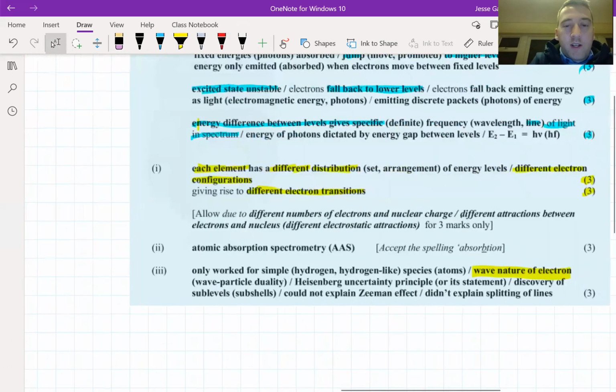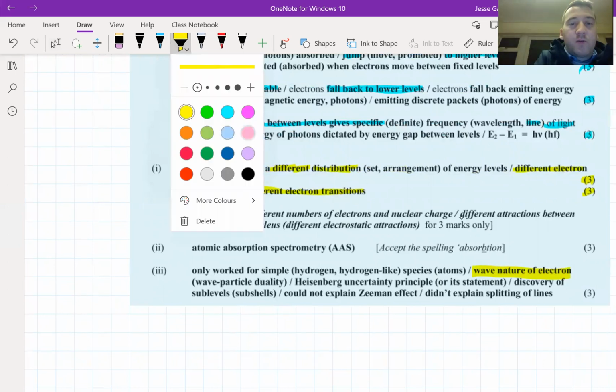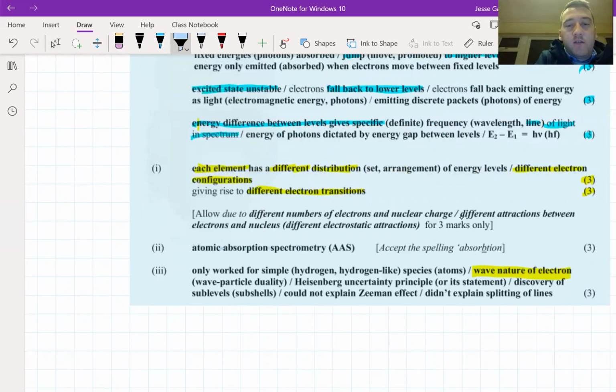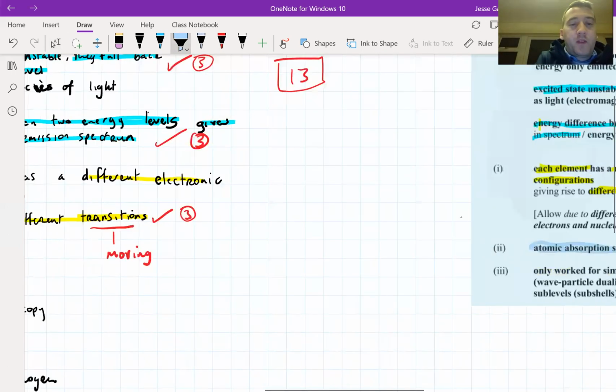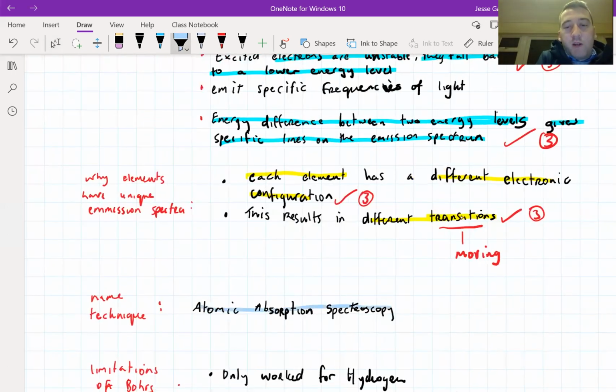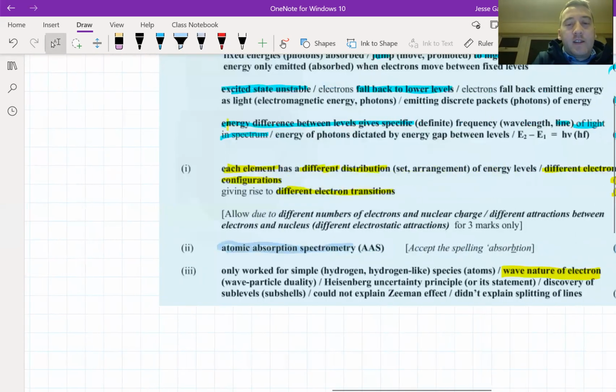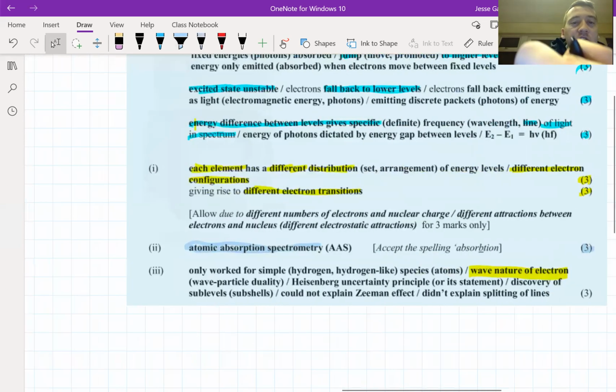Next one, name the technique. So what is the correct technique? There it is, atomic absorption spectroscopy. There it is. So in blue, I'm highlighting here, and that was for 3. So atomic absorption spectroscopy is what 3.